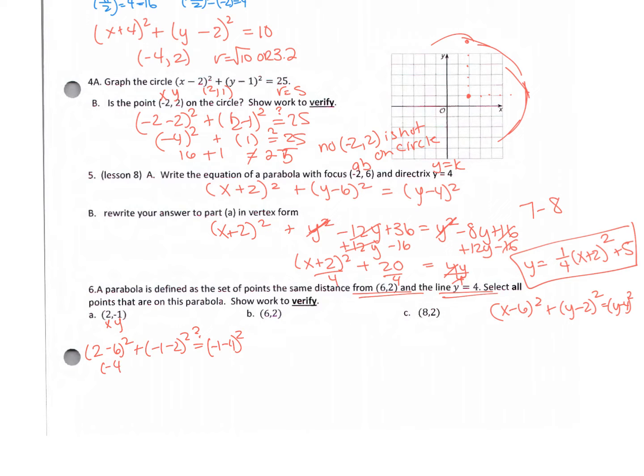So this is a negative 4 squared plus a negative 3 squared. And I want to know if that's equal to negative 5 squared. So 16 plus 9, is that equal to 25? And it is. So yes, 2, negative 1 is on my parabola. So let's take a look at the next.